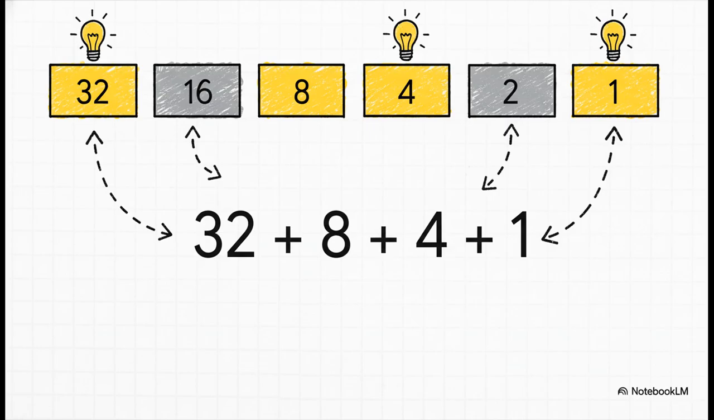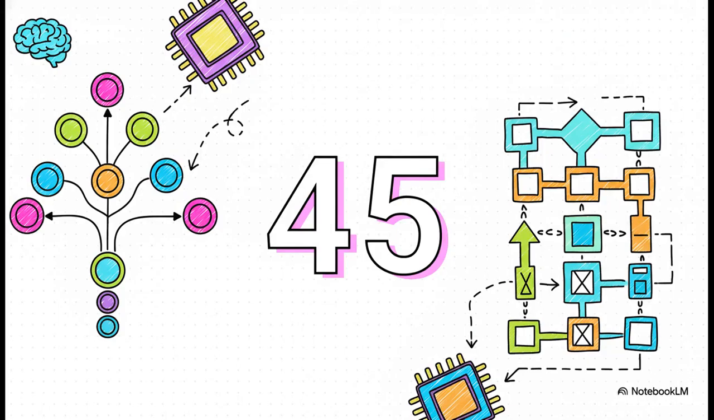Step 2 is actually the easy part. The ones in that binary number just mean that position is on, and the zeros mean it's off. So all we have to do is add up the place values for every single position that has a 1. Looking at our number, we care about the values 32, 8, 4, and 1. And when we add them all up, 32 plus 8 plus 4 plus 1, we get 45. And there it is. Boom, mystery solved.